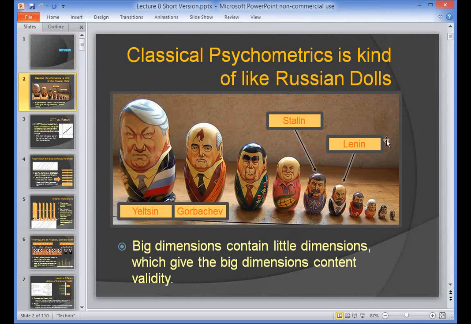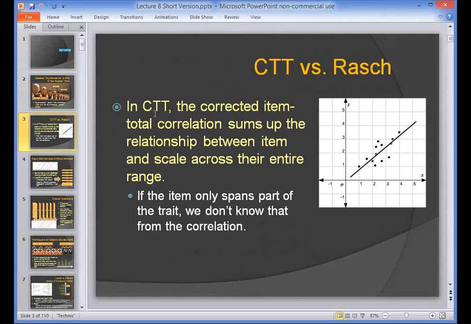But that's a little bit like classical psychometrics in that in classical psychometrics, we have the idea that big dimensions contain little dimensions. Now, with the Russian doll, of course, each Russian doll only contains one Russian doll inside it, which contains another Russian doll, which contains another Russian doll. But in psychometrics, ideally, each big dimension could contain 2, 3, 4, 5 different subdimensions. And that's what the essence of content validity is. It's just finding out what the parts are inside each thing.